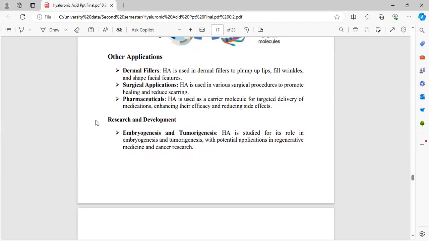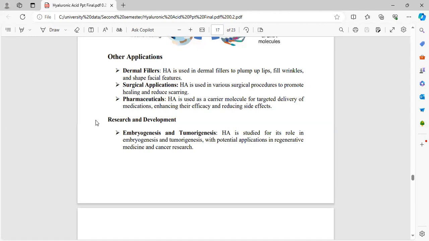Now the other applications. Dermal fillers. Hyaluronic acid is used in dermal fillers to plump up lips, fill wrinkles, and shape facial features. Second one, in surgical applications, hyaluronic acid is used in various surgical procedures to promote healing and reduce scarring. Third one is pharmaceuticals. Hyaluronic acid is used as a carrier molecule for targeted delivery of medication, enhancing its efficiency and reducing side effects.